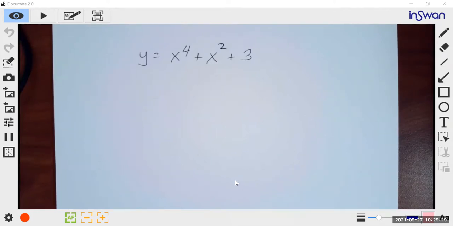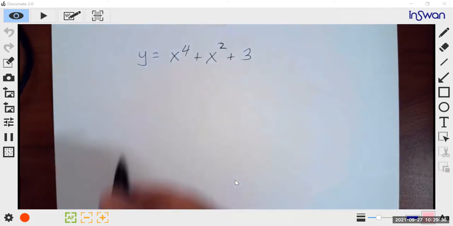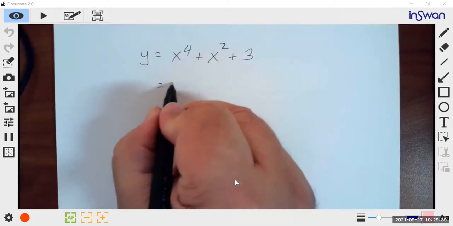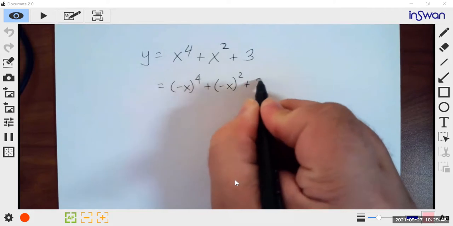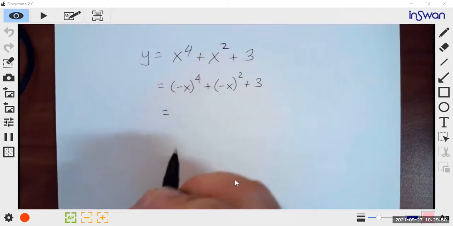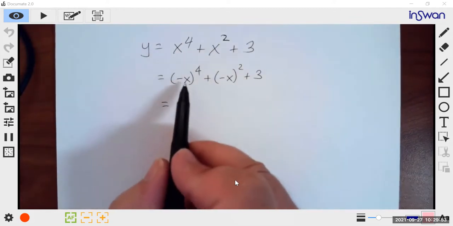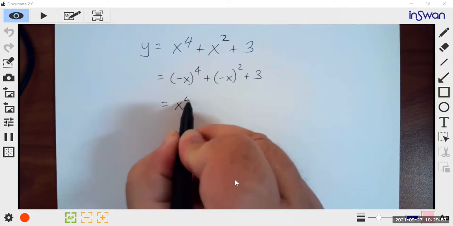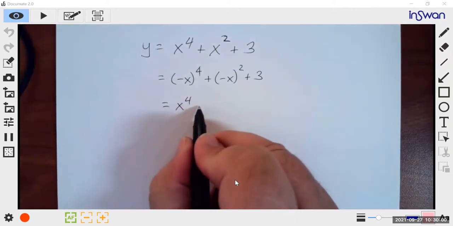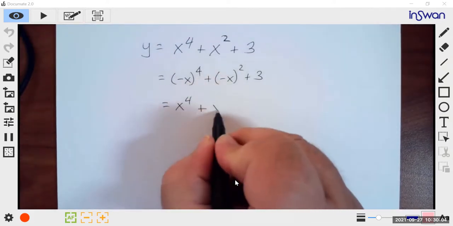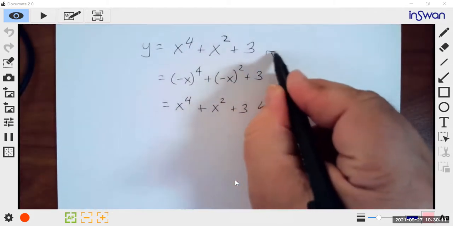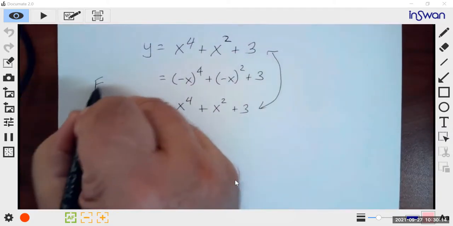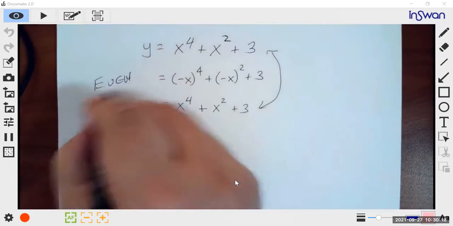There are no like terms. Nope, you don't add those. So to test if it's odd or even, change x to negative x. Negative x to the fourth is x to the fourth. Negative x squared is simply x squared, plus 3. Are these two equal? So these are even functions. That's an even function.